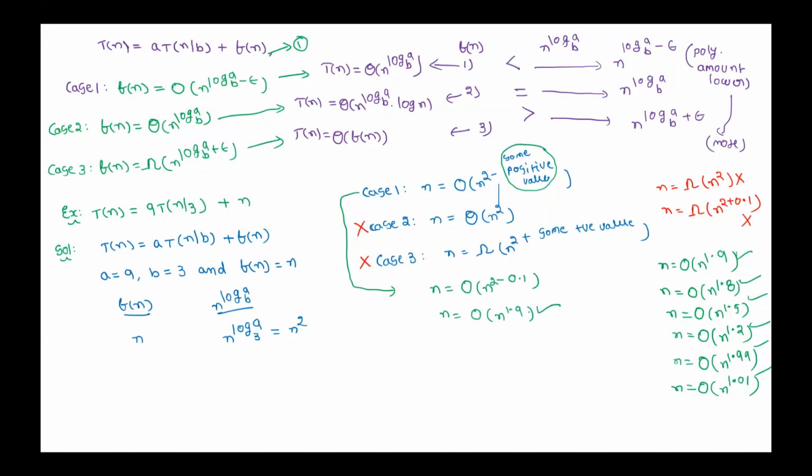We know that it is correct. That means in the given form, n power log a base b, we know that it is n square. N square minus 0.1 form, is it there or not? That means what is epsilon value here you have given? What is the positive epsilon value we have given here? 0.1. Is that correct or not?